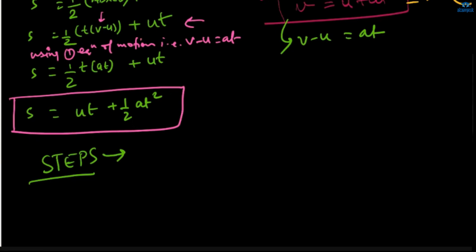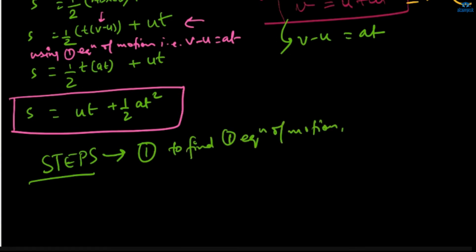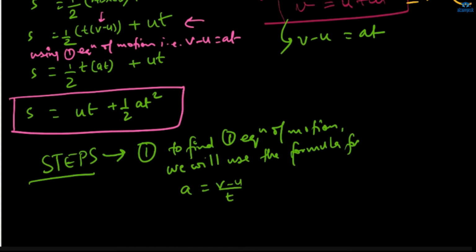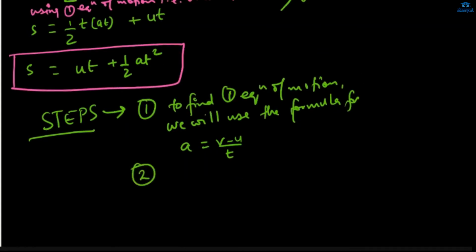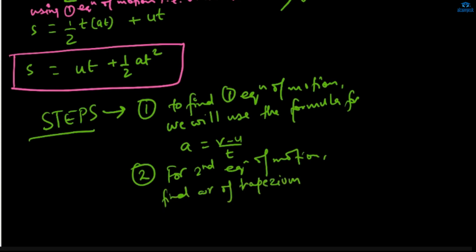Fine. Steps. What was our first step? To find the first equation of motion, we use the formula for acceleration. A is equal to V minus U by T. Okay, fine. Now second. For the second equation of motion, what did we use? We find the area under the graph, area of trapezium is equal to area of triangle plus rectangle.